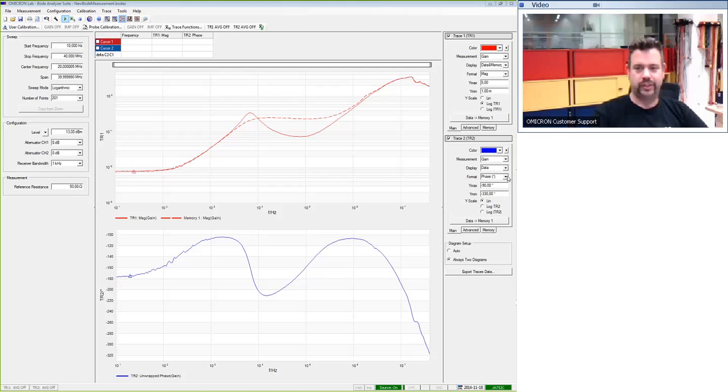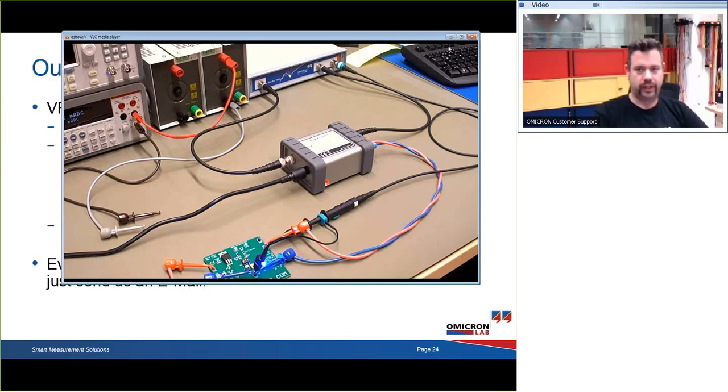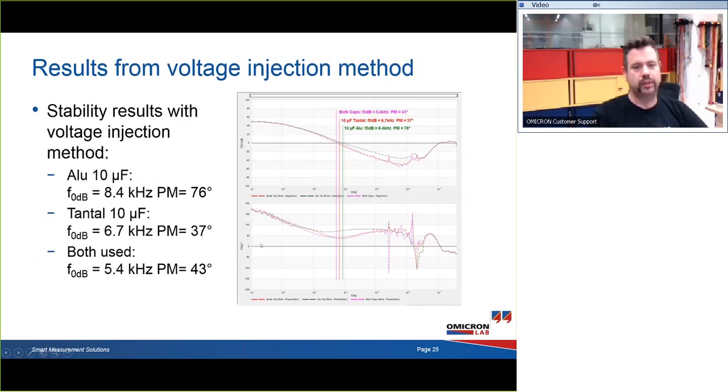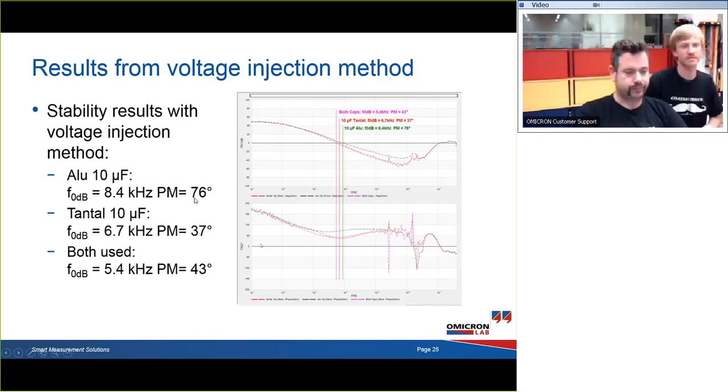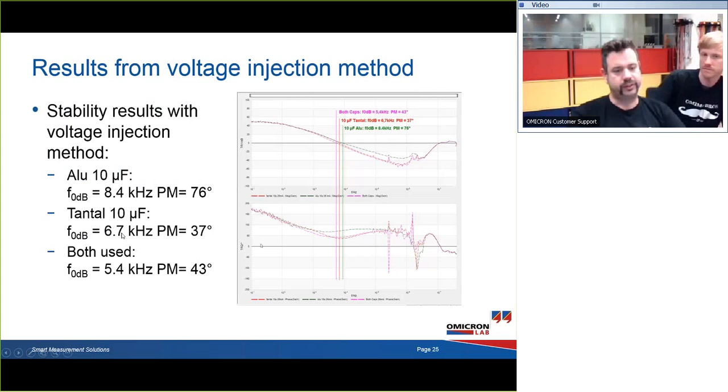The only thing I want to do before this is remove the software again and show you what we measured. We measured some invasive stability with the voltage injection method yesterday. With the electrolytic capacitor activated, we got a pass-through frequency of 8.4 kilohertz, so the 0 dB point was at 8.4 kilohertz, and we achieved a phase margin of 76 degrees. Then we activated the dental capacitor. There we got a 0 dB frequency of 6.7 kilohertz and a phase margin of 37 degrees.